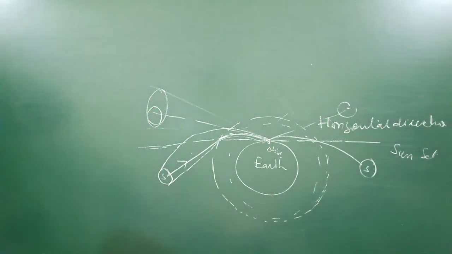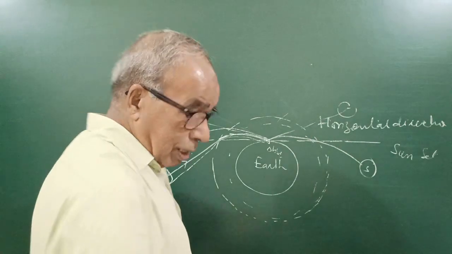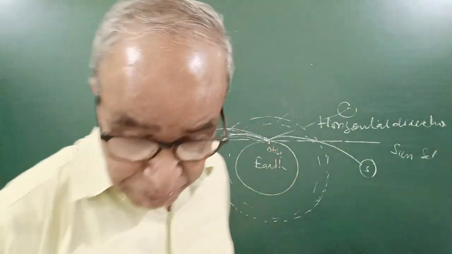So the rising sun appears red, that is another thing. We will explain that it is due to scattering of light. So this is the fundamental of sunrise and sunset.